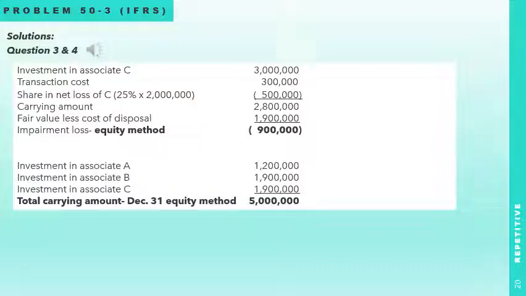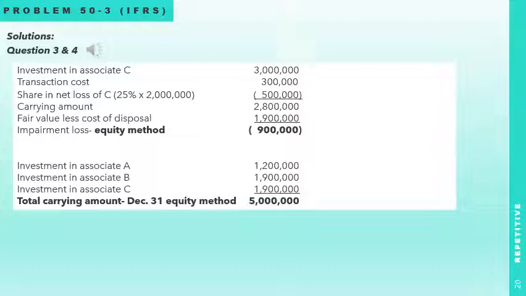Yung i-consider po nating investment for associate C is 1,900,000. So kung i-compare po natin itong associate C sa A and B, mas malaki yung carrying amount, which means impaired ito. Unlike sa A and B, so sabi sa rule kapag ganito, the entity must reduce the carrying amount of the assets to its recoverable amount recognized as impairment loss. Kaya yung 1,900,000 ang i-recognize sa pag-compute ng total carrying amount ng tatlong associates.